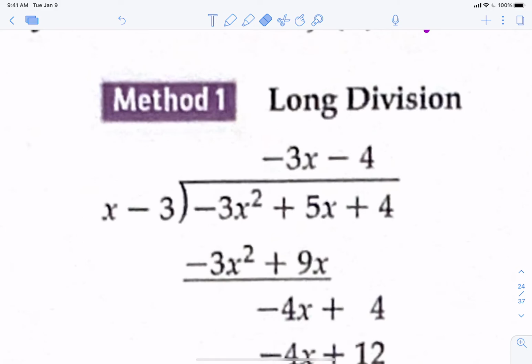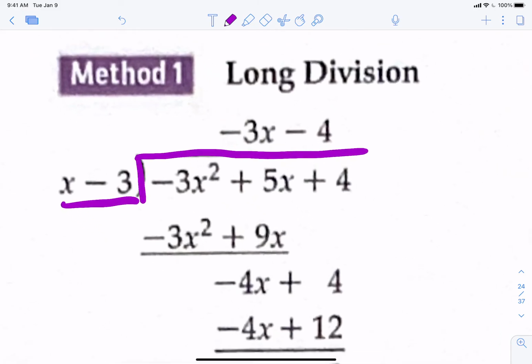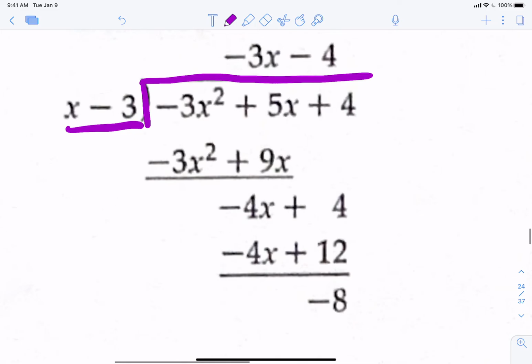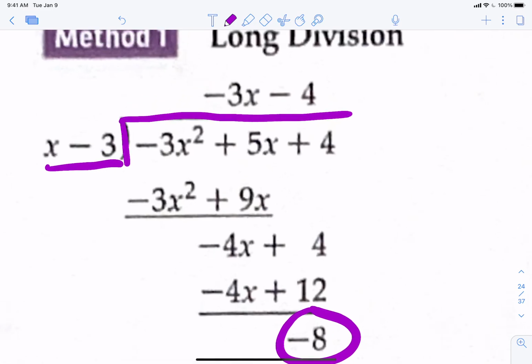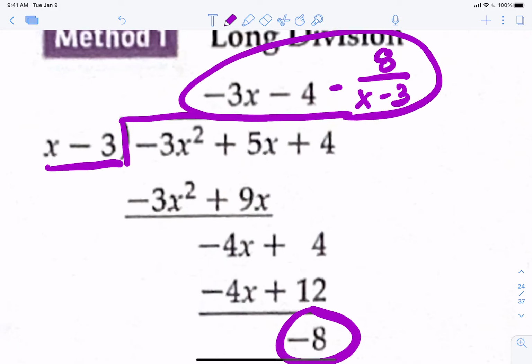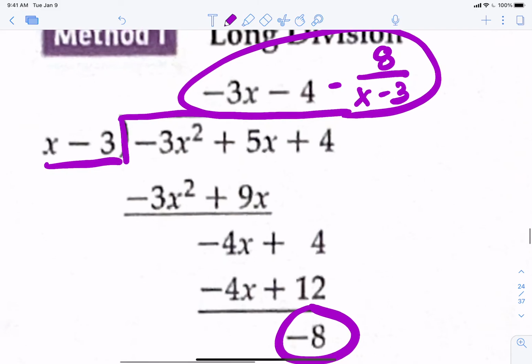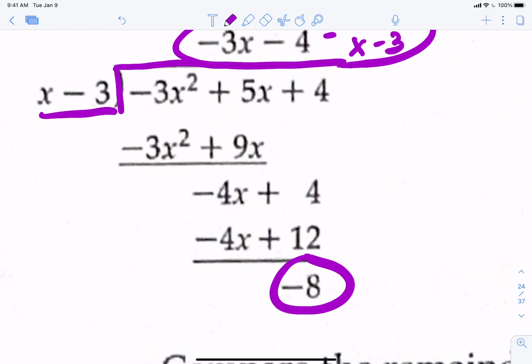Okay, so long division. We put what we're dividing on the inside, what we're dividing by on the outside. So x minus 3 goes on the outside. Everything else goes on the inside. And they've done the long division, and then what did they get as a remainder? Negative 8. So we would write our negative 8 as a remainder as negative 8 over x minus 3, since x minus 3 is what we're dividing by, and that's what the whole thing would look like. But negative 8 was my remainder, right? We'll zoom back out. Okay, negative 8 was the remainder.